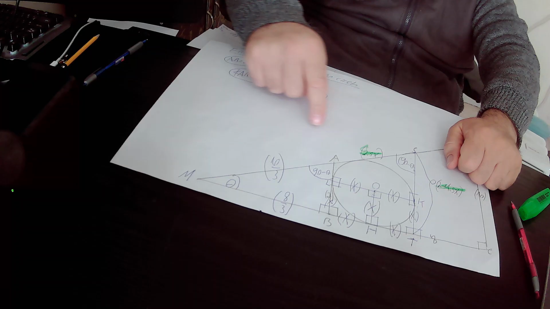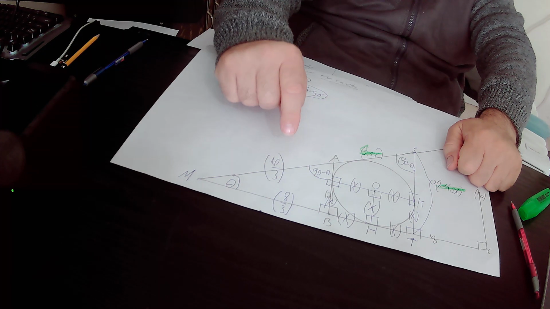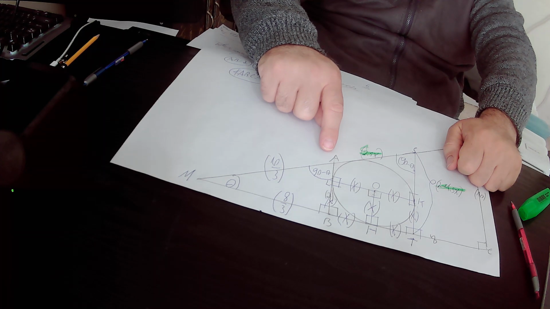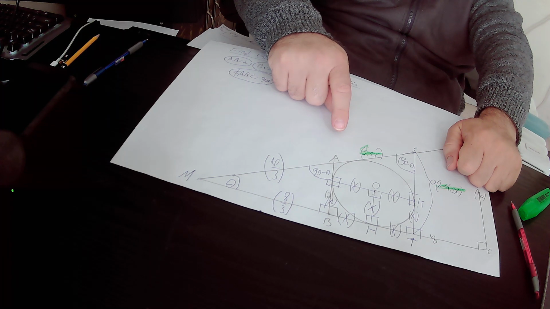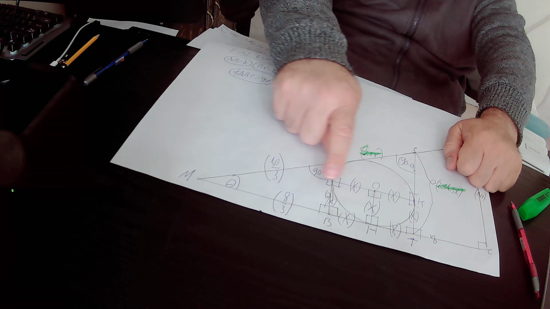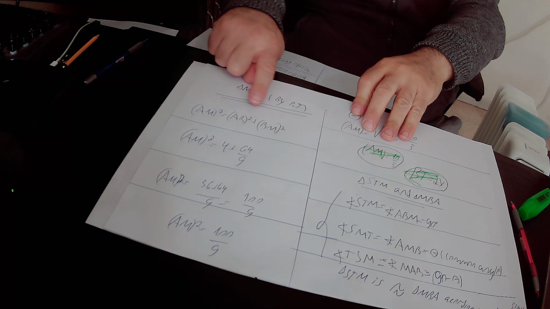Then we focus on this right small triangle MBA, and we implement the Pythagorean theorem on this small right triangle MBA. According to the Pythagorean theorem, in this right triangle MBA, AM squared equals AB squared plus BM squared. Repeat again. In the right triangle MBA, AM squared equals AB squared plus BM squared.